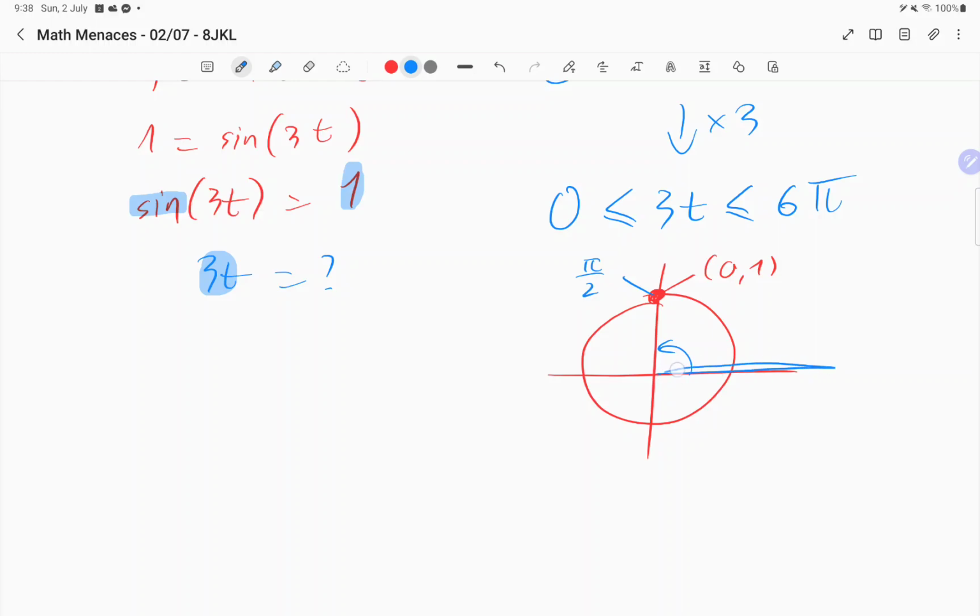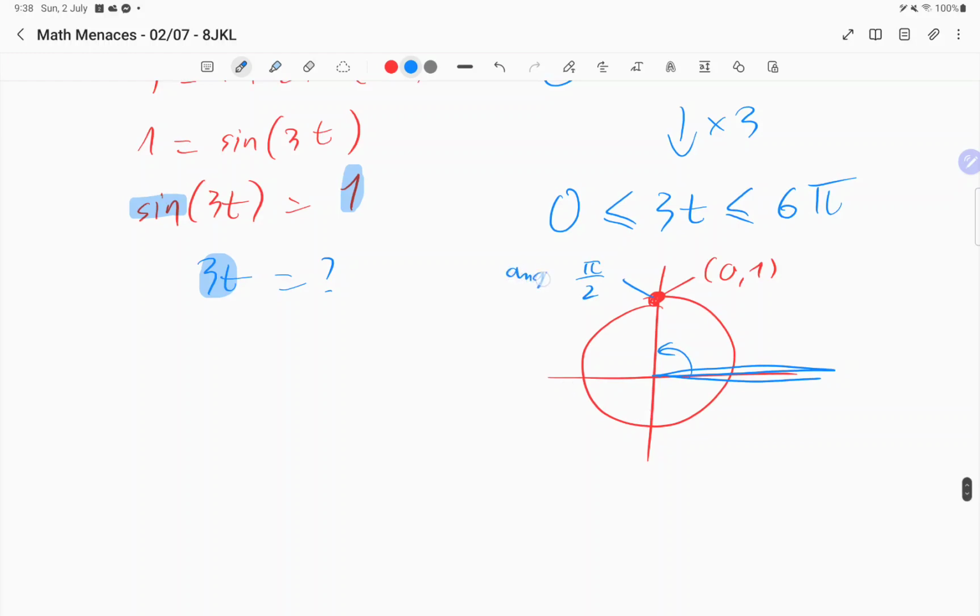Because the angle always comes from the positive x-axis, right? So how do we relate this? The angle is pi on 2, and then the coordinate is actually equal to cos of the angle and sine of the angle: cos of pi on 2 and sine of pi on 2. Does it make sense? So the coordinate gives you the sine and cos value.